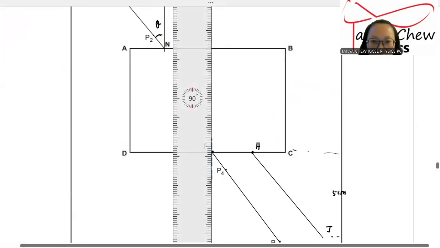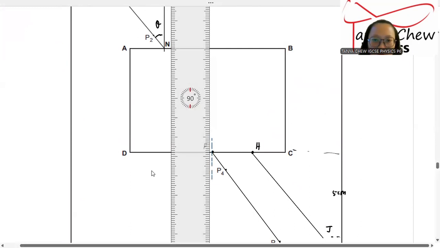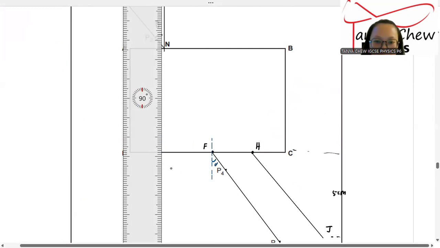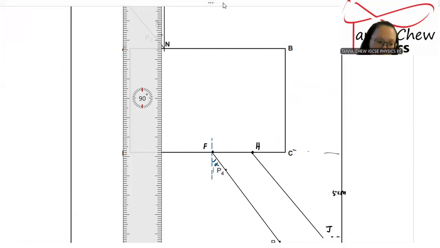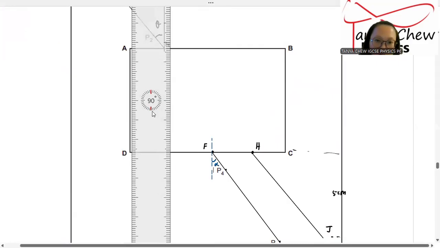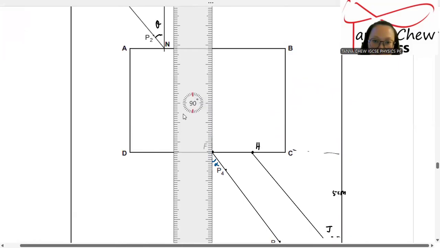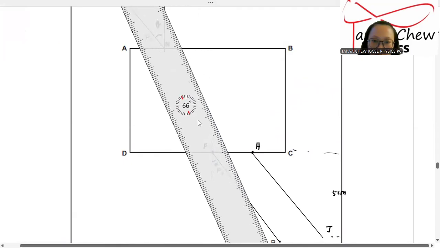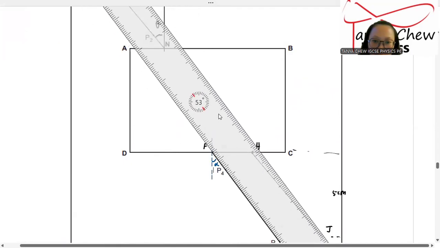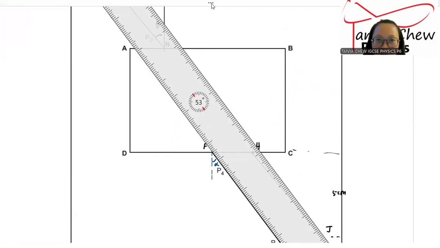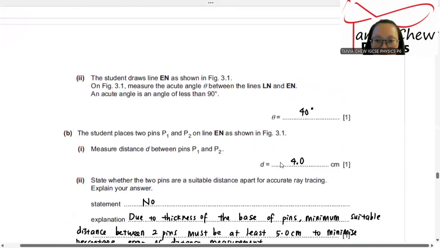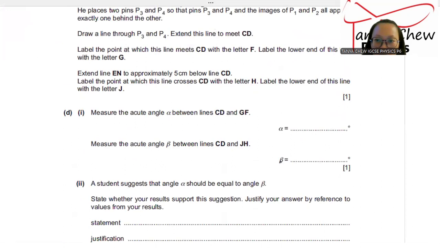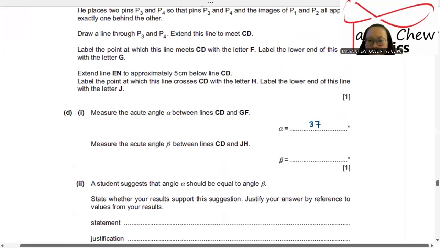This is called alpha. Put the ruler aside. Measure this angle. Right, the angle that I measured was, okay, this is 90 degrees. And then, make sure that, this is 53. So 90 minus 53, I got 37 degrees, right? So 37 degrees, that's my answer for alpha, 37 degrees.